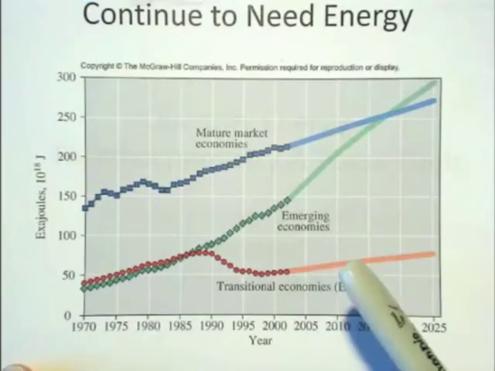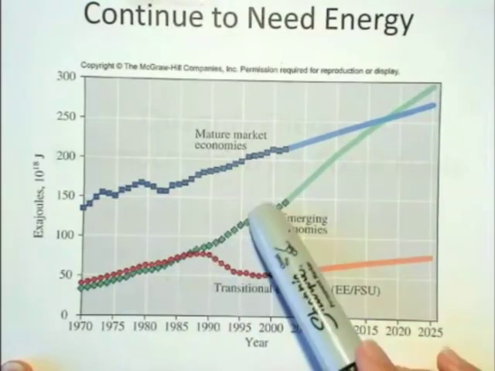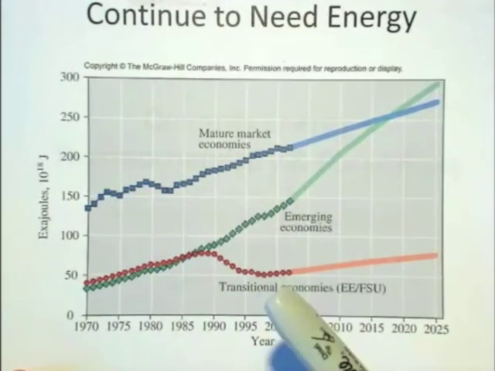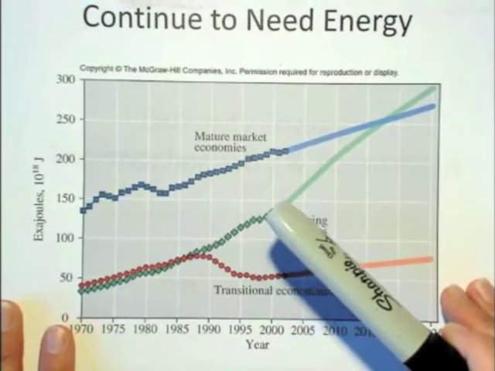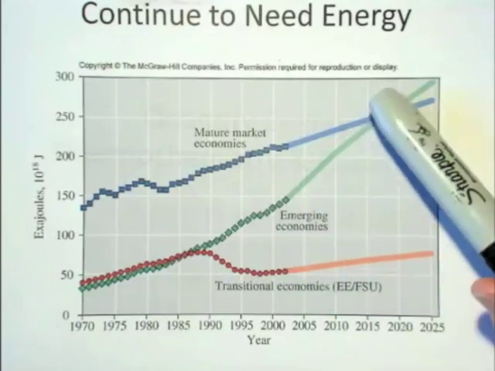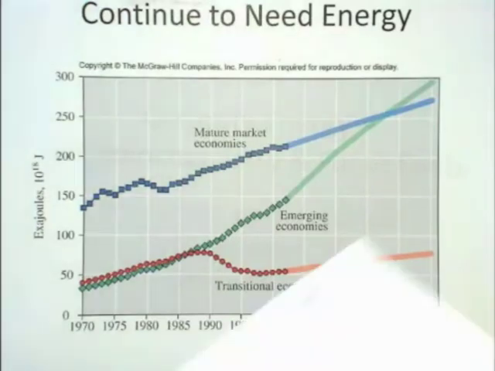So the energy needs just continue to increase, and you can see that the emerging economies are going to catch up and surpass the mature economy, and we would be considered a mature economy, that is the Western world. Whereas these emerging economies, because they have more people, their populations are higher, they're going to need even more. So this dependence on energy is not going away.